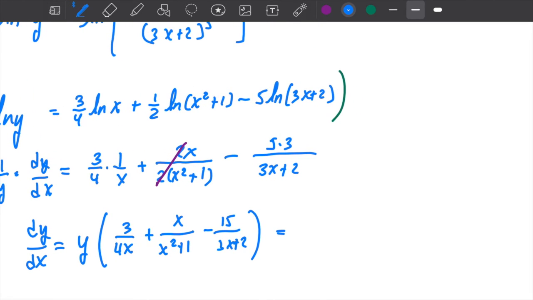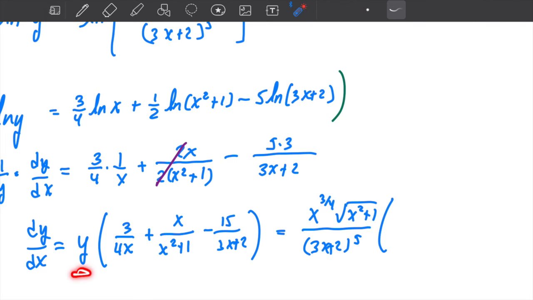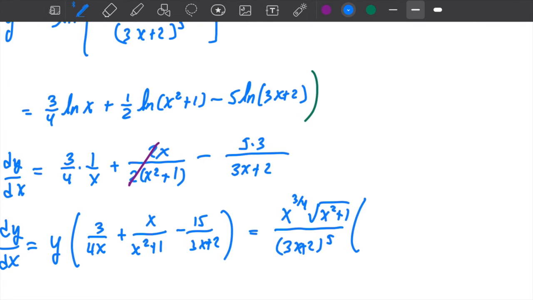Replacing, our derivative becomes x to the 3/4 multiplied by square root of x squared plus 1 divided by 3x plus 2 quantity raised to the 5th power, that's y, multiplied by what we just found. Not necessarily simplified in some ways, but we found the derivative, and we can take the derivative without needing product, quotient, and chain rules. Let's do another one.